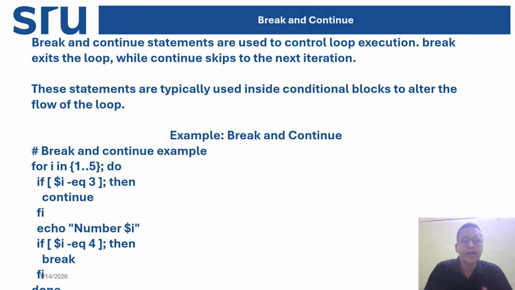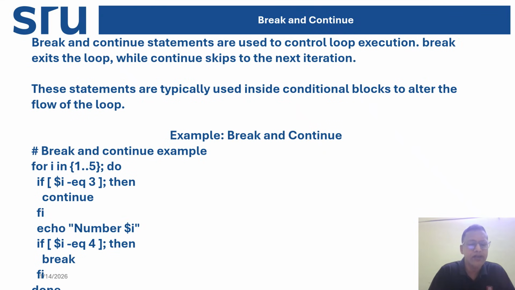Next one, break. Break and continue statements are used to control loop execution. Break exits the loop while continue skips to the next iteration. Okay, so here break simply exits from the loop. Continue keyword skips the current iteration only, then it will continue with the loop. So that is the main difference between break and continue.